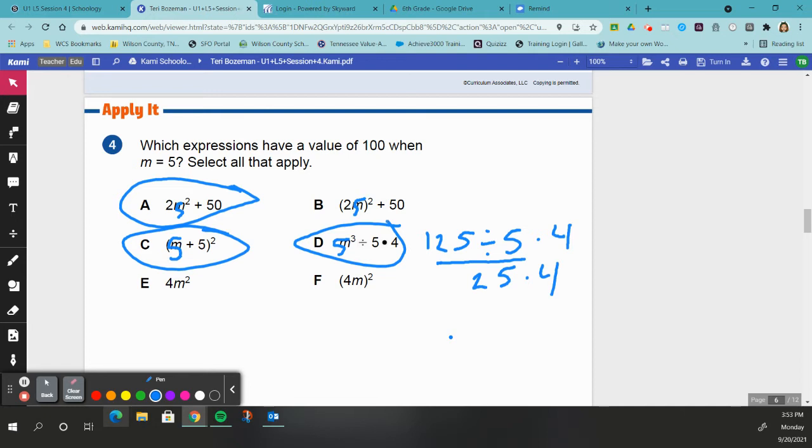be your 100. So then for E, we have a 5 in the place of M. 5 squared is 25. 25 times 4 is 100. For this one, if we replace M with 5, we have 4 times 5, which is 20. 20 squared is not going to give us 100.